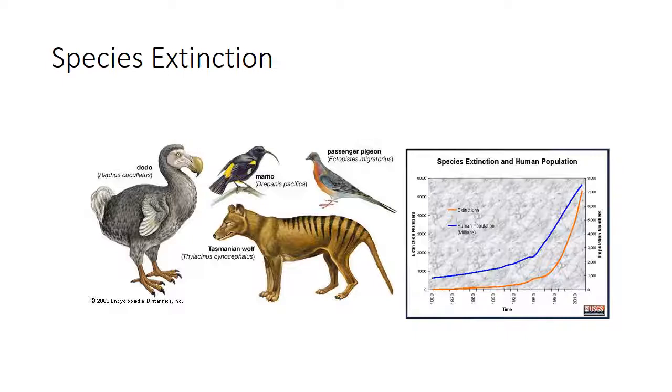Oh, and here, this is the slide that I mentioned. I was wrong. I do have it in my lecture. So, see, it plots the extinction of species and number of humans living on Earth versus time. And you see that between 1800 and 1950, the growth of human populations was not very steep.